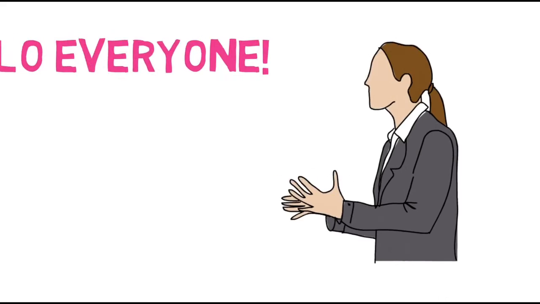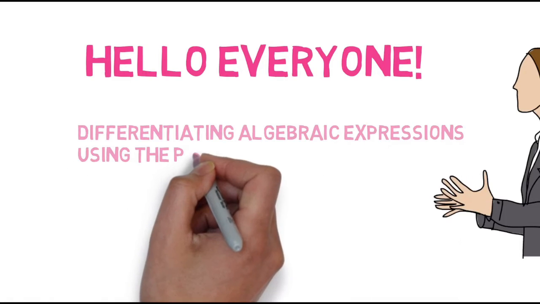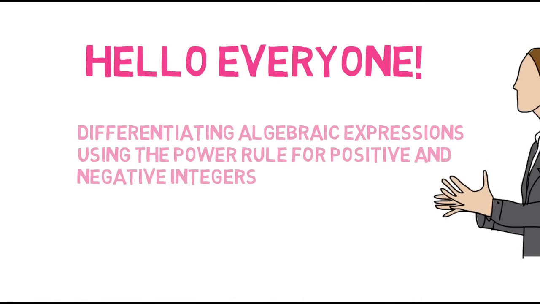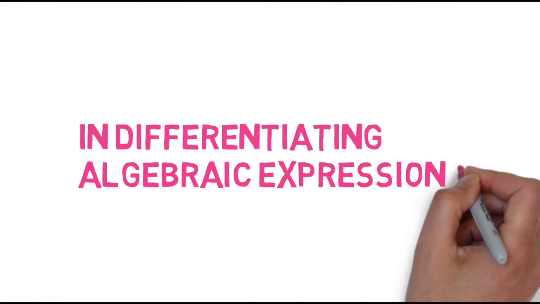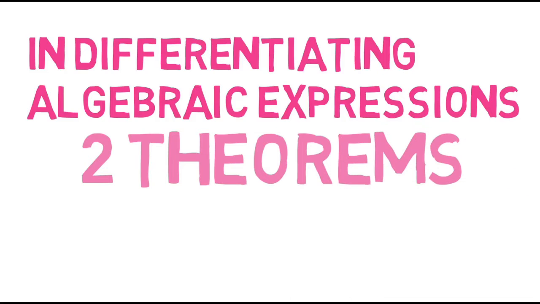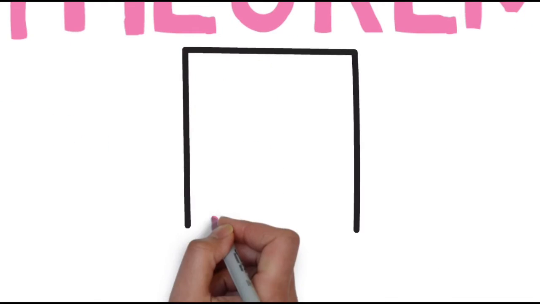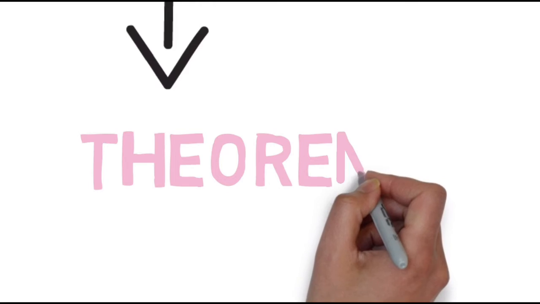Hello everyone! We are here today to teach you how to differentiate algebraic expressions using the power rule for the positive and negative integers. In differentiating algebraic expressions using the power rule, we will be using two theorems. First, Theorem 8, and second, Theorem 14.